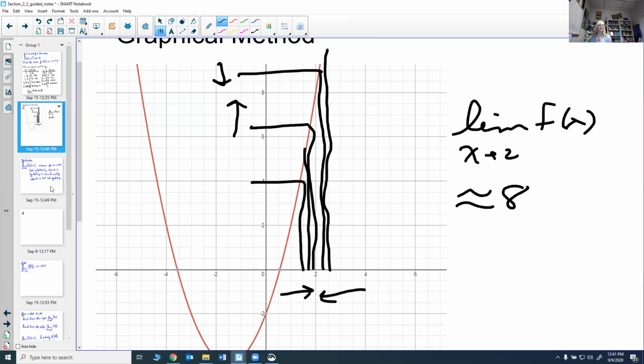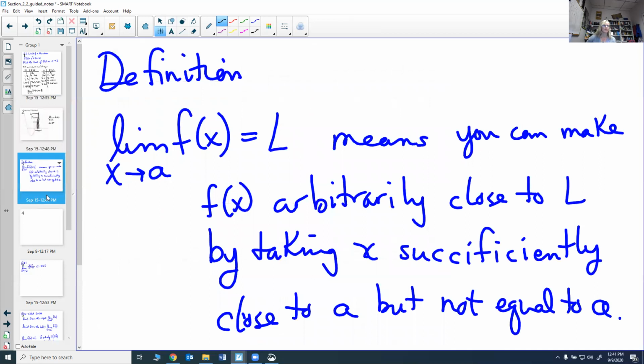So now let's define what a limit is. I'm going to give you the definition. The limit as x approaches some number, we'll call it a, of your function, is some number we'll call L. And what this means is you can make f of x, your function, arbitrarily close to L by taking x sufficiently close to a, but not actually equaling a. The function doesn't have to exist at a. It just means we're getting closer and closer to it. So that's the definition of what is happening with this.